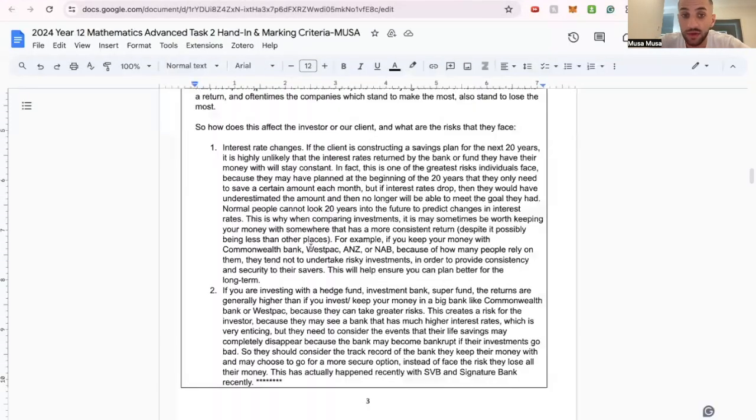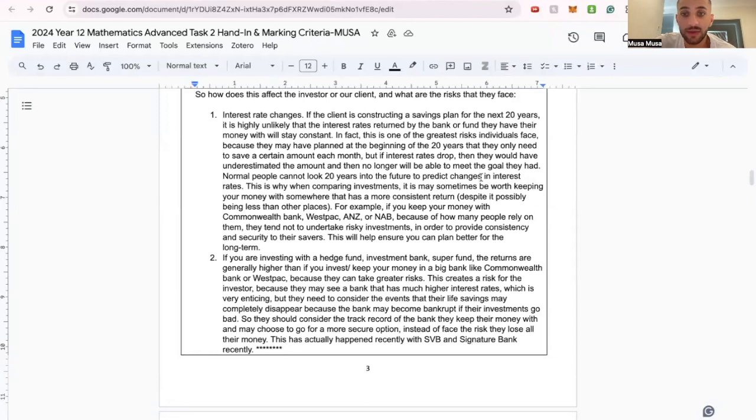So that's a risk that you face by keeping your money and trying to plan 20 years ahead of time. This is why actuaries will sit there and try to model the way that they believe interest rates will change in the future, so that they can make investments knowing that interest rates will change.